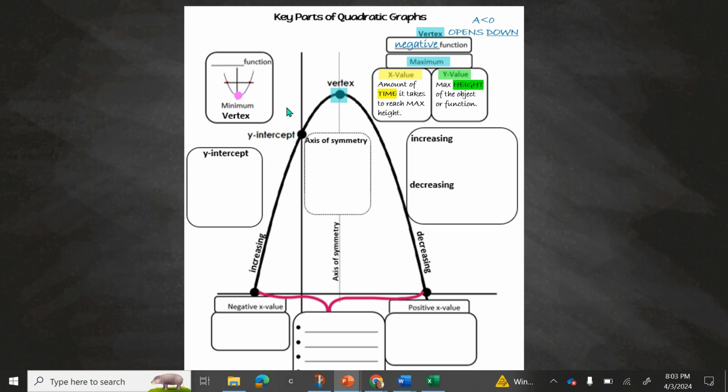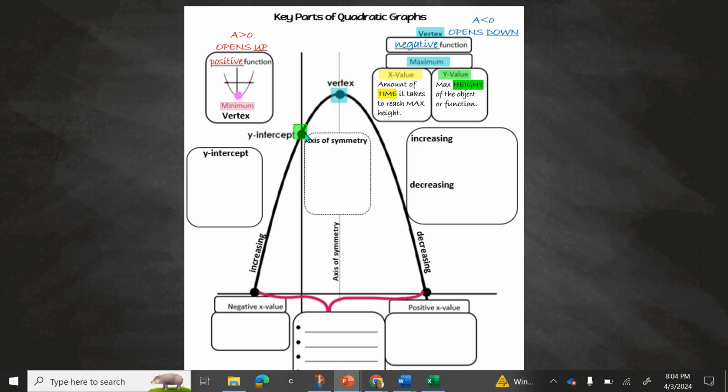Okay. If you have an a term that is greater than 0, so a positive number, then we're going to have a positive function because the parabola is going to open up. If we have a positive function, we actually have a minimum. Our vertex is our minimum. So it's a little bit different. Instead of having a maximum, like this one did, we would have a minimum. And that, again, is when our a is greater than 0 or when we have a positive a.